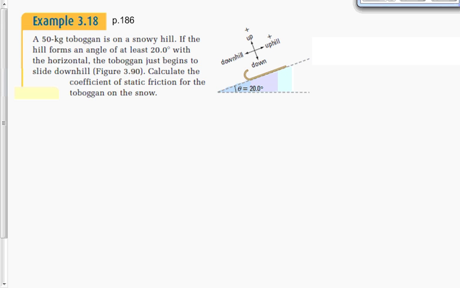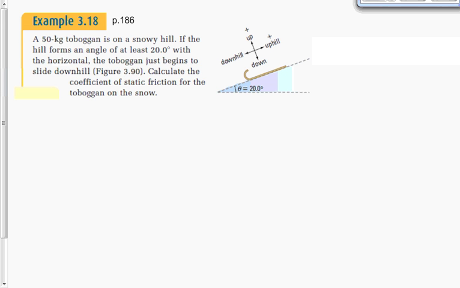3.18 on page 186 says a 50 kilogram toboggan, that's a heavy toboggan, eh? On a snowy hill. If the hill forms an angle of at least 20 degrees with the horizontal, the toboggan just begins to slide downhill. All right.